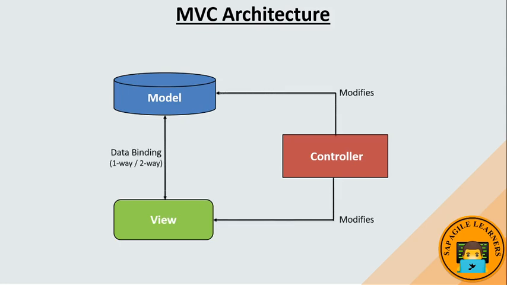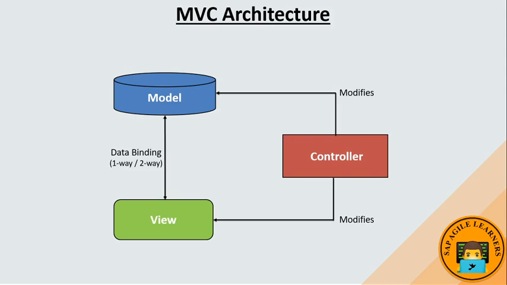View. The view in MVC architecture is responsible for defining and rendering the UI. SAPUI5 provides different view types that we will be discussing in our upcoming slides. Next, controller. The controller reacts to view events and user interaction by modifying the view and model. A controller contains methods that define how models and views interact.